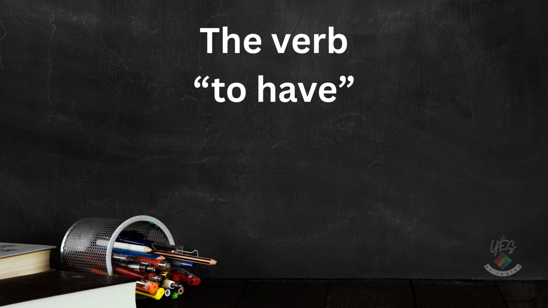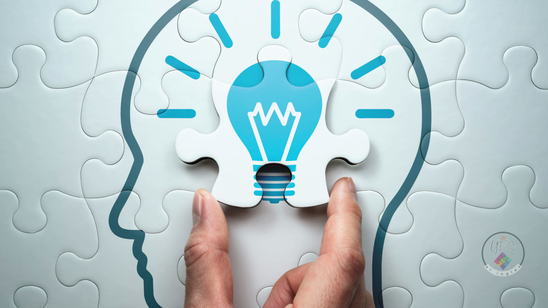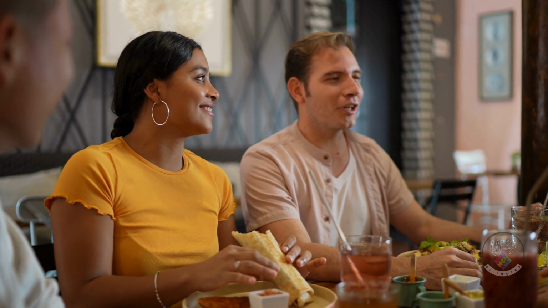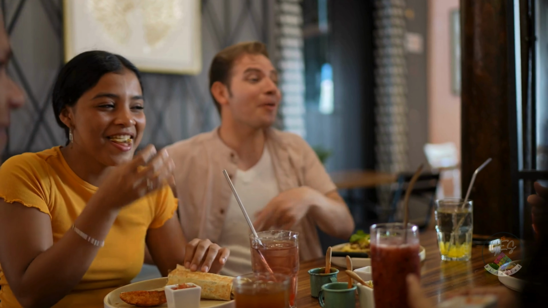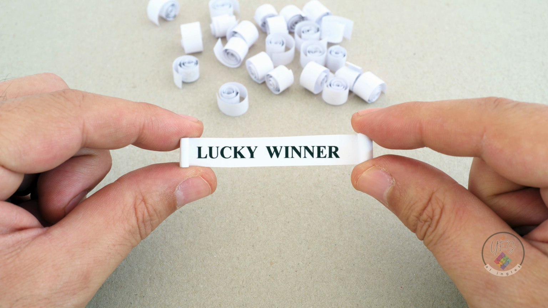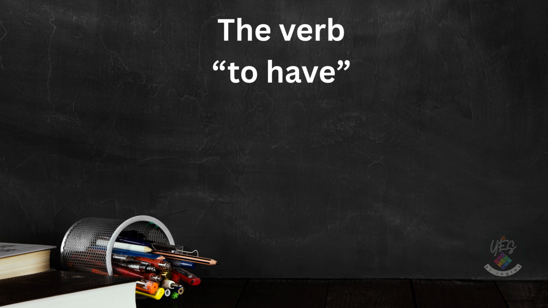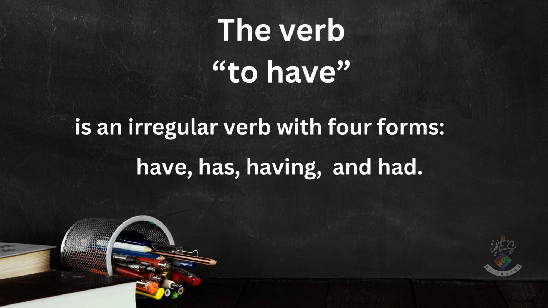The verb to have holds significant importance in the English language. Mastering it is essential if you want to be able to communicate in English fluently. It can greatly enhance the English skills of any learner and increase their speaking confidence, no matter their level. So, you are in luck and have come to the right place because you are going to learn all about it. The verb to have is an irregular verb with four forms: have, has, having, and had.